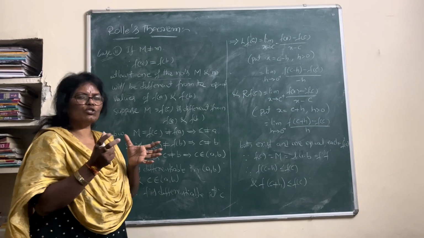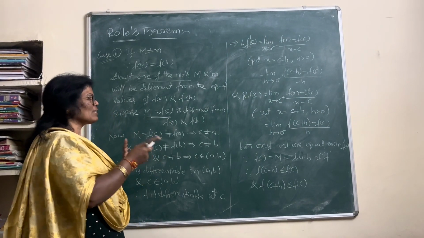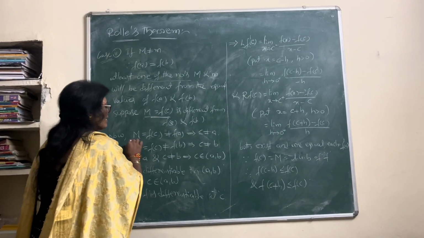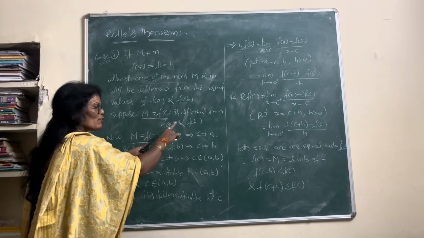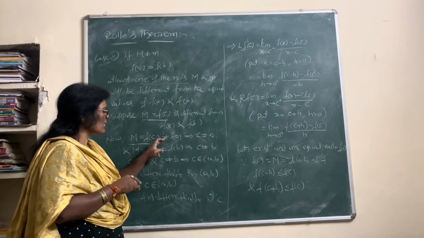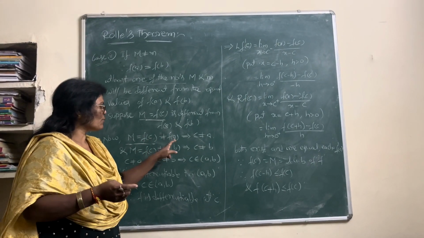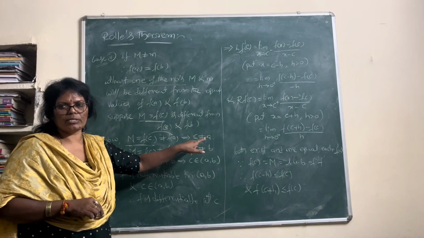Suppose we take capital M as f(c). It is different from f(a) and f(b). That means now we'll take capital M equal to f(c), different from f(a) and f(b). In the first condition, I am taking f(c) not equal to f(a). That means f(c) not equal to f(a) means these two elements are also not equal to each other.